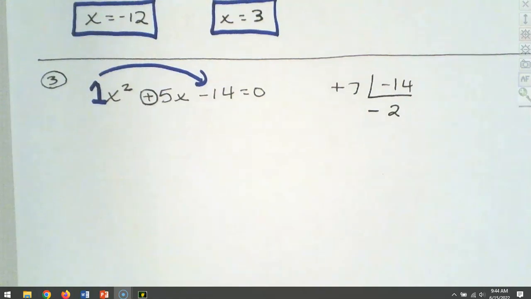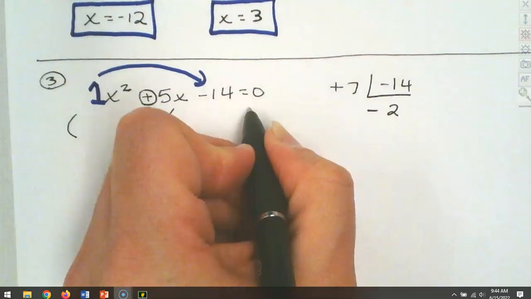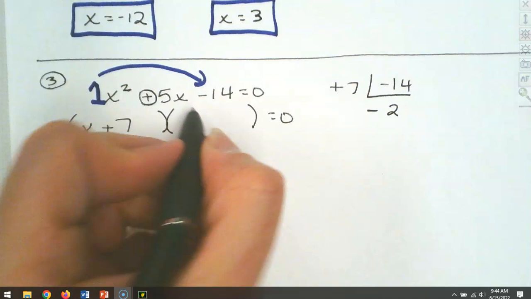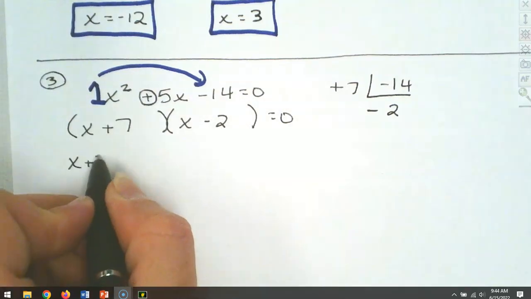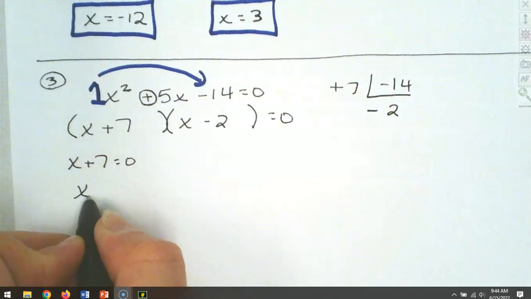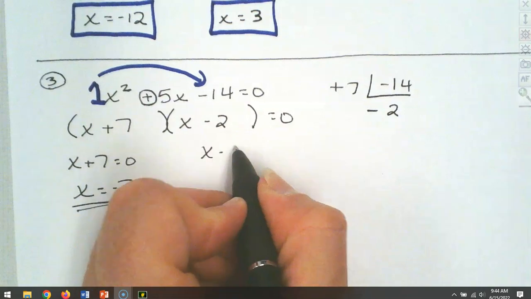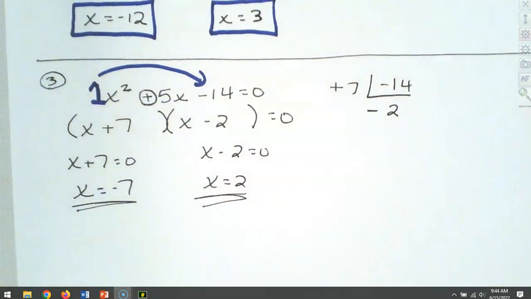And the ones on your exam are going to be like this. So we go ahead and factor this down. And we've got x plus 7 and x minus 2. So x plus 7 equals 0, so x now equals negative 7. And x minus 2 equals 0, so x equals 2.